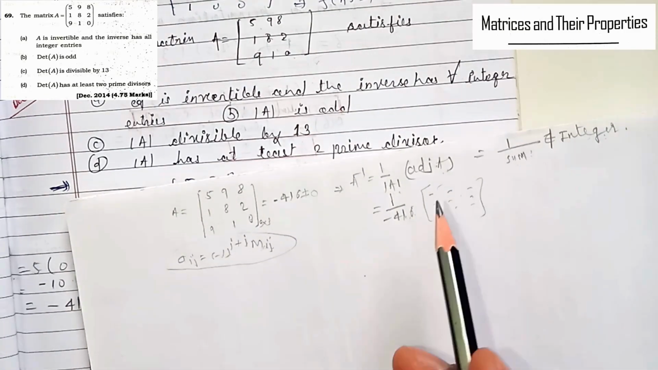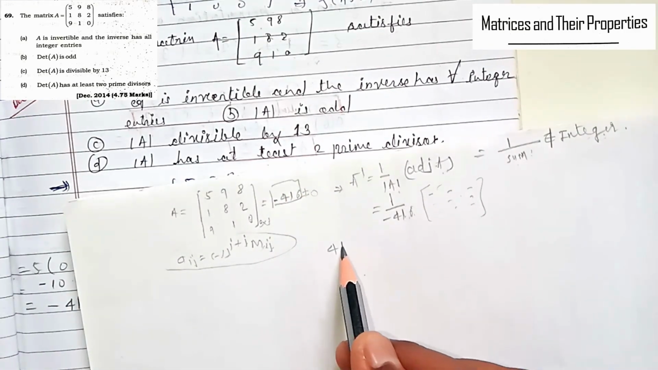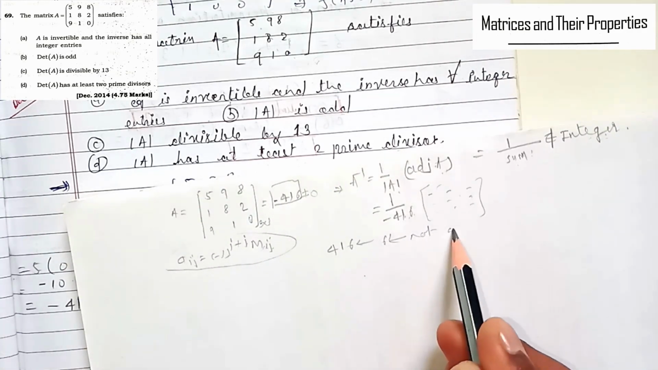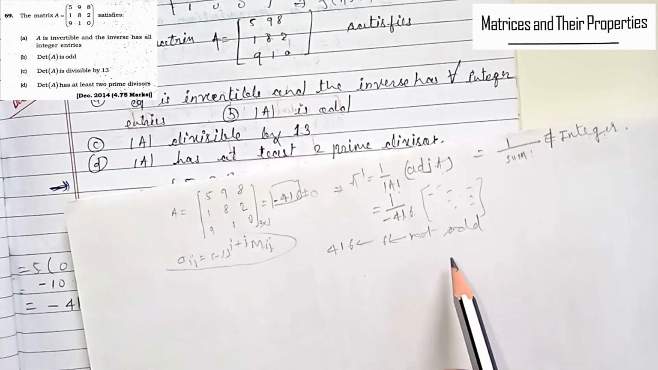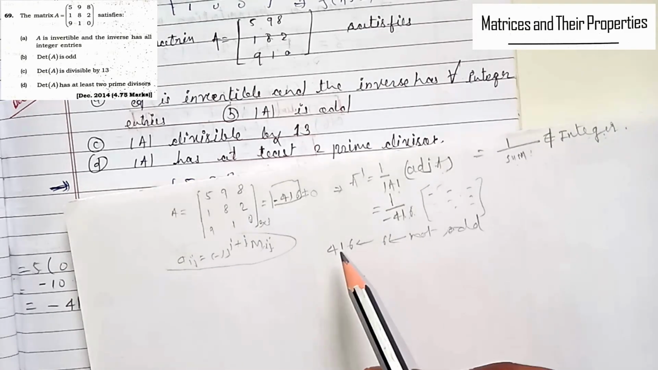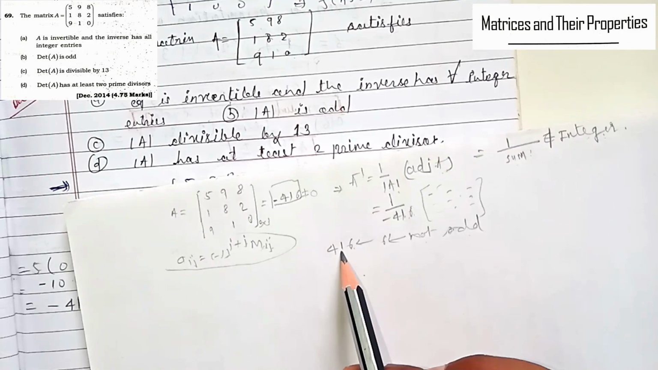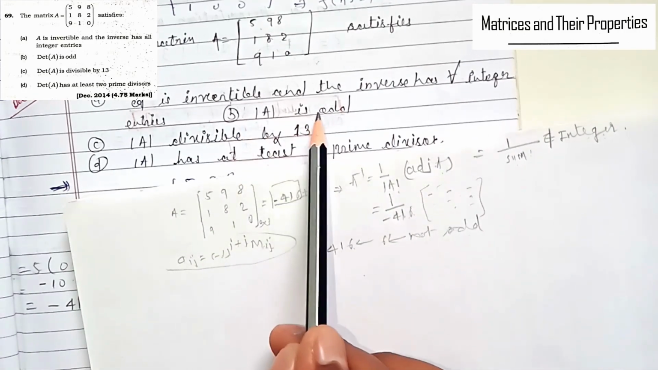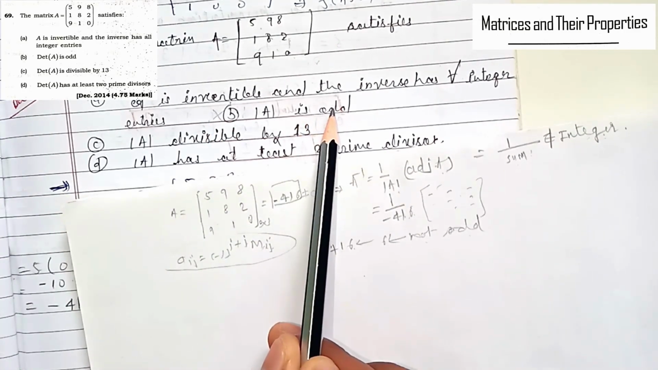Now option B says that the determinant of A is odd. Here we can see the determinant of A, we got minus 416, and the last digit of 416 is 6, so it is not odd. I hope you all know odd number, even number, prime number, composite number. 416 is divisible by 2, so it is not an odd number, it is an even number. So option B, determinant of A is odd, is also wrong, because it is even.